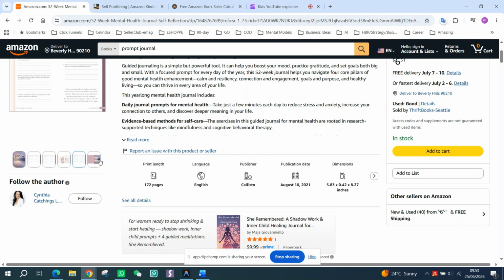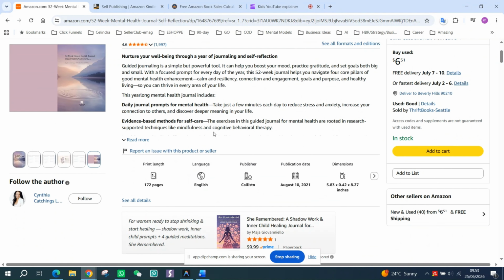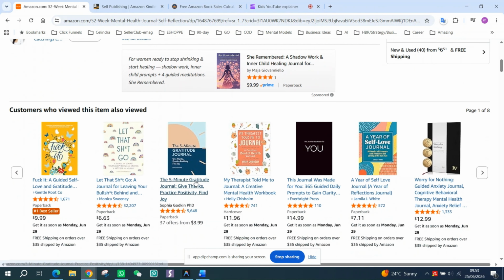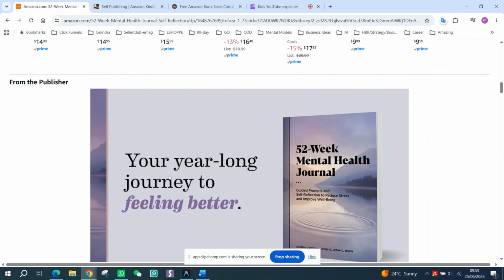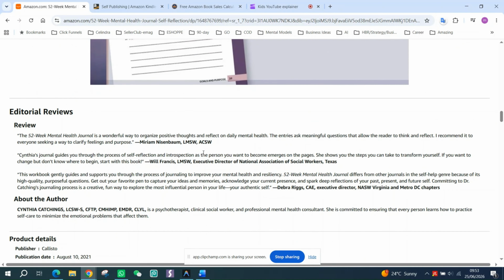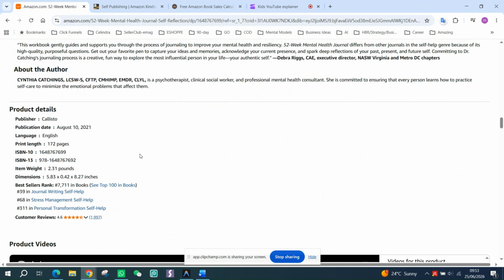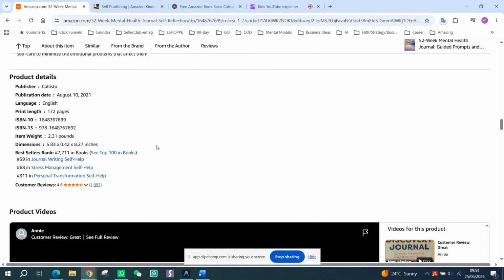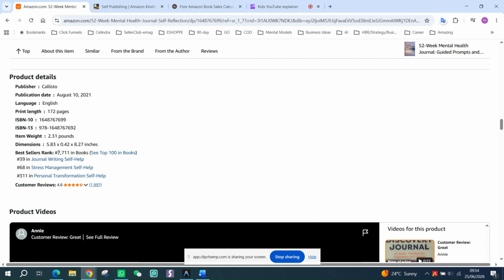Okay, so this one looks very nice. But if you're looking at it, it was published in August 2021. It has 172 pages. If you scroll down, this is how they present the book. This is the A plus content, as it is called on Amazon. And we can see it's published on 7th August, and we can see the bestseller rank here. It's 7,711. So let's see how much money this book makes.